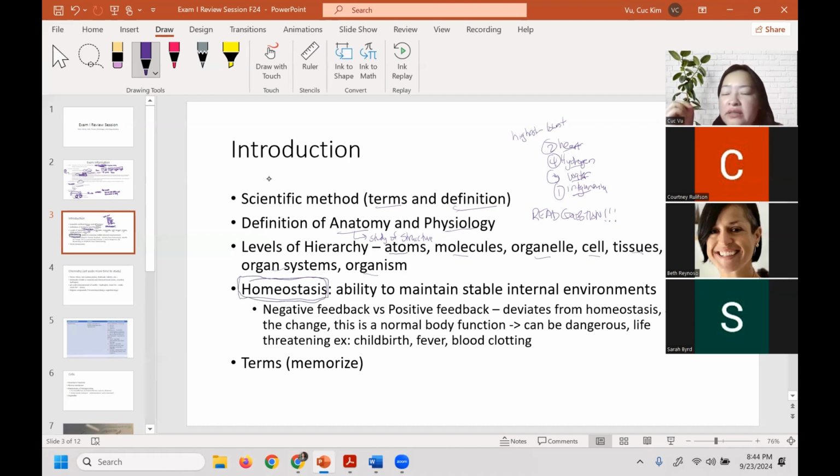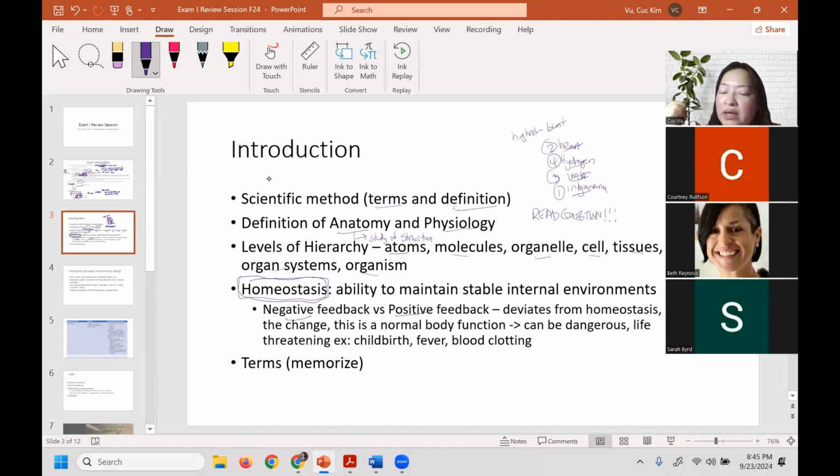Homeostasis is an important concept that if you were to leave this class with one thing, with absolutely just one thing, it would be homeostasis. We talk about homeostasis through every single chapter, okay? Because that's why you're here. You're in a health profession, and that's what determines health, is your ability to maintain stable internal environments. So you need to understand how that works, the mechanisms behind that, and what happens when you don't maintain homeostasis, okay? And that's what we talk about in negative feedback, positive feedback, and what happens when you deviate from that, okay?